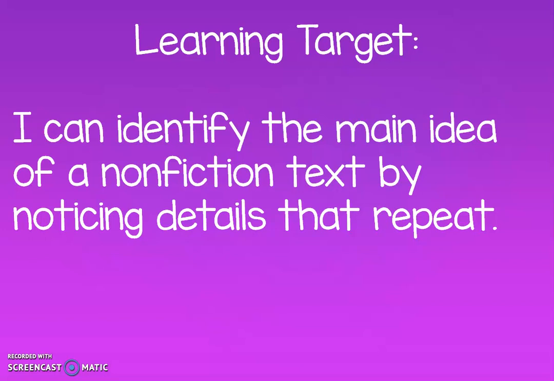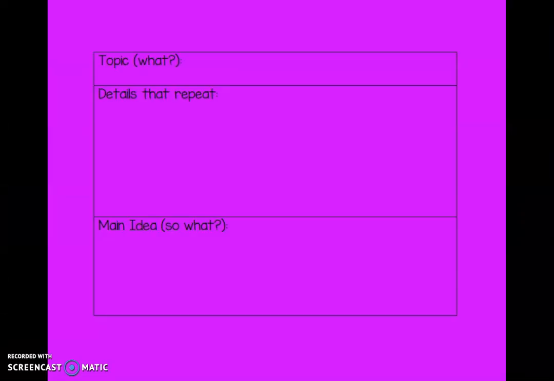First, I'm going to read a part of the text to you and show you how I can notice details that repeat and use that to help give me more information about what the main idea of the text is. Thinking back to our lesson from yesterday, the what and the so what, we were talking about a topic and then what the author wants to say about the topic. We can use that strategy from yesterday and combine it with today's strategy to help us write a really concrete sentence to explain what the main idea of the text is.